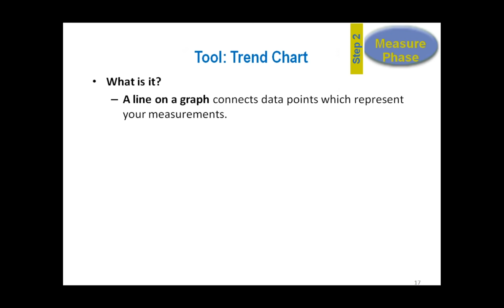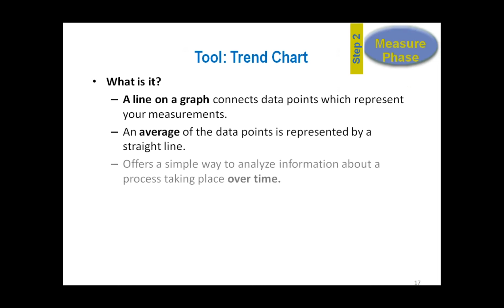So on the x-axis, we plot time-ordered data. It could be time of the day, it could be day of the week, Monday, Tuesday, Wednesday, it could be date, it could be month. So it's always time-ordered data that's plotted on the x-axis, and on the y-axis you have the metric which you are measuring or trying to improve the process on. So this is a tool that we always use.